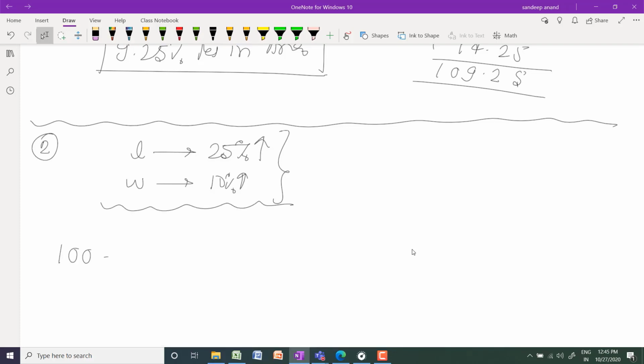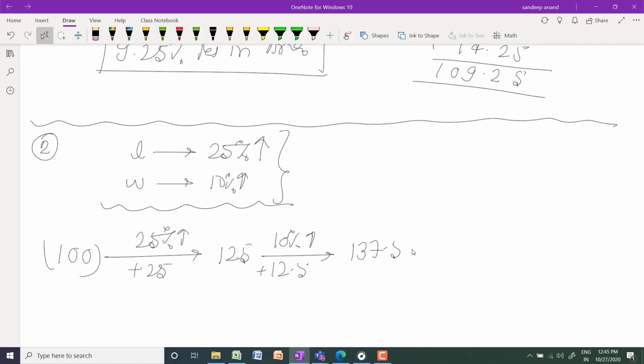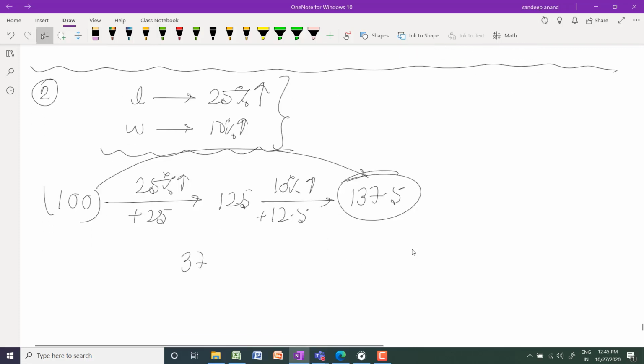Initially the area is 100. 25% increase in length. What is 25% of this value? 25. So the value becomes 125. Now the 10% again increases. 10% of this value is 12.5. So 125 plus 12.5 means 137.5. So directly I can say that there is a 37.5% increase in area.